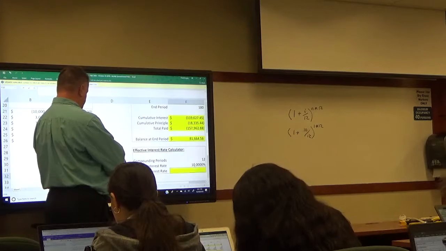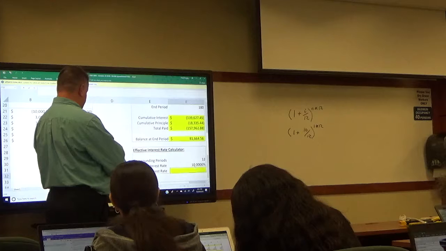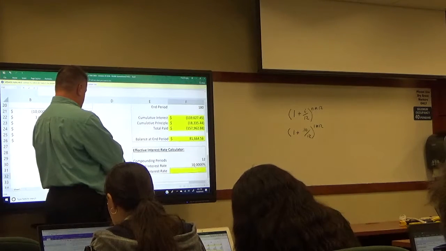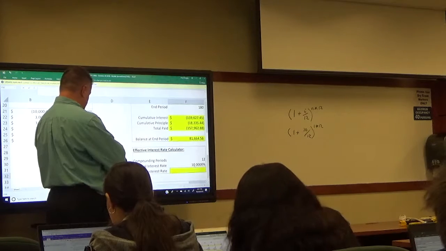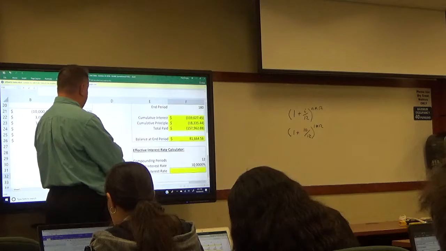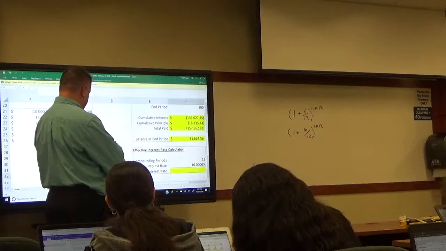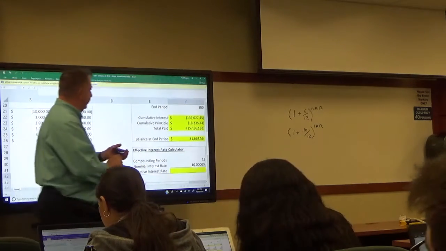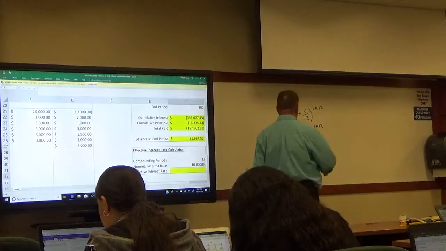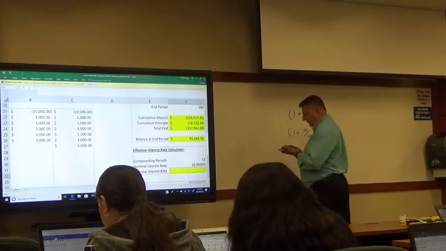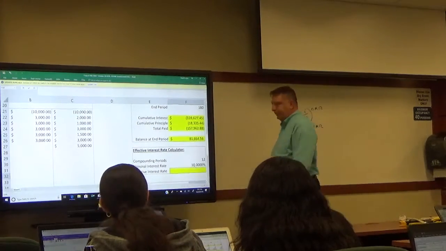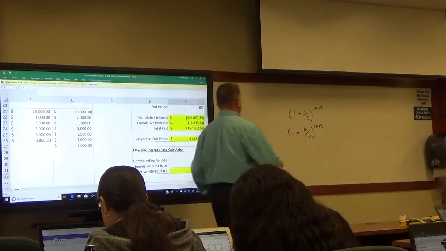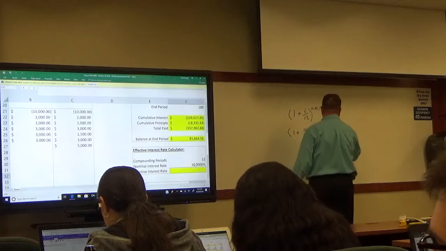Double check. 0.10 divided by 12, minus 1. Got that one little piece. Minus 1, you gotta remember that. Good. It's huge. Minus 1. No, effective.